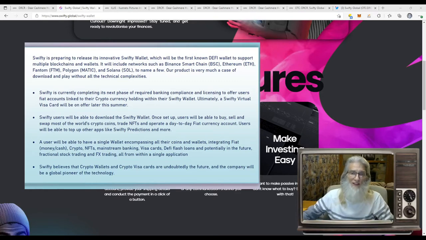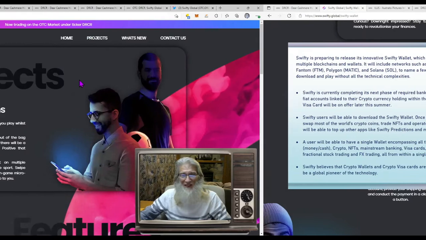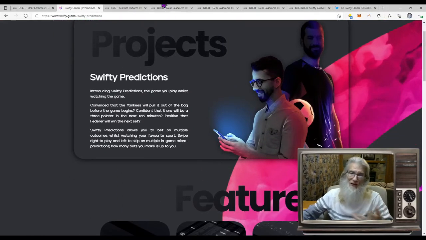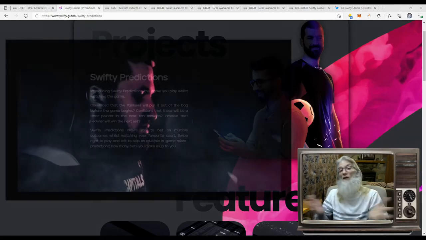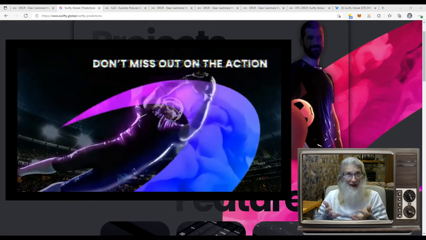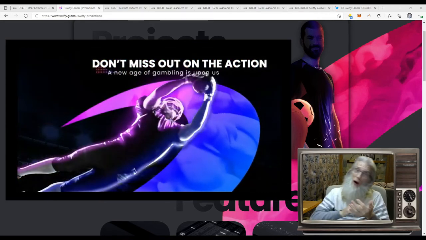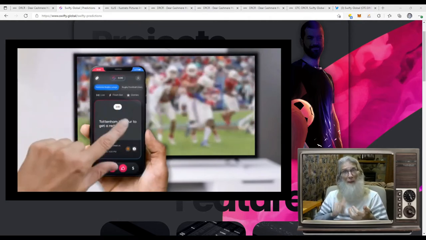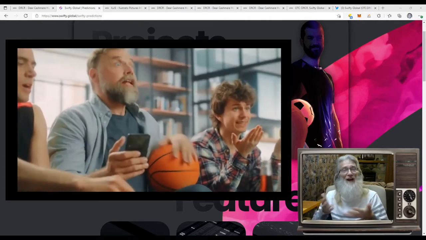Let's take a look at that second product that they got over here. Swifty Predictions. Now again, Swifty Predictions is a great product, but they don't give us a lot of information about it. What this basically is, do you remember Tinder? I don't even know if Tinder is still around. A guy or a girl would come up on the app, and if you liked them, you swiped right. If you didn't like them, you swiped left, and you hoped something would happen because you swiped right. Well, that's what this is.